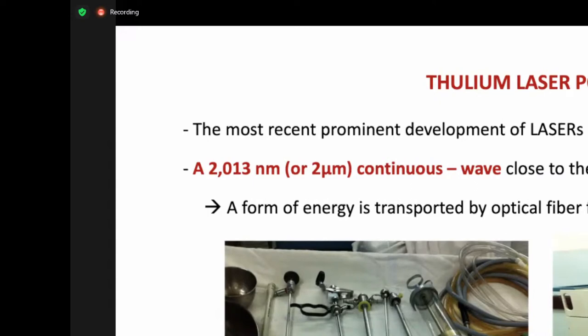So how about thulium laser power? The most recent development of laser is the introduction of thulium. It has approximately 2 micrometer continuous wave, close to the water absorption peak. The laser energy is transported by optical fiber from the transmitter to the surgical site.